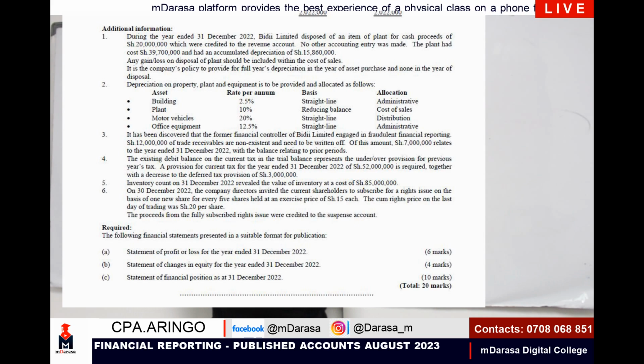So you're told that of the amount, 7 million relates to the year ended 1st December 22, with the balance relating to prior periods.